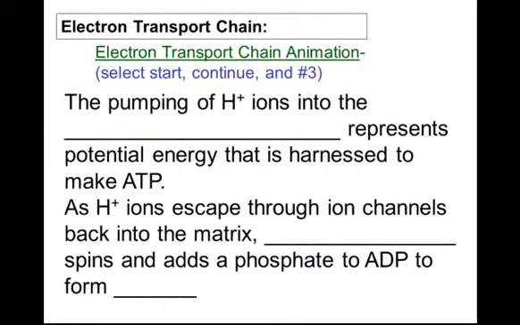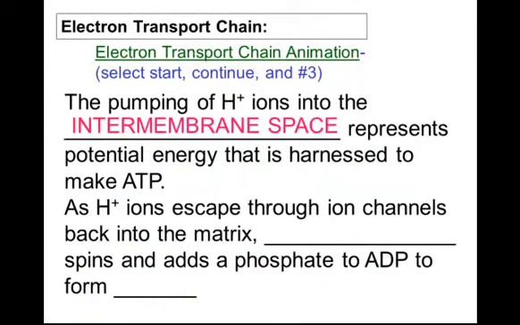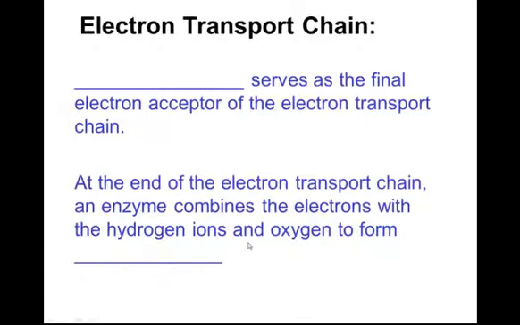The pumping of hydrogen ions into that intermembrane space represents potential energy. It's like water behind a dam. And we can use that power as the hydrogen ions come back through ATP synthase, through the ion channels back to the matrix side. We're going to use that power to stick the phosphate groups onto ADP to make ATP. Oxygen is going to serve as our final electron acceptor at the end of the electron transport chain, and combination of oxygen with 2 electrons and hydrogens is going to make a water molecule.